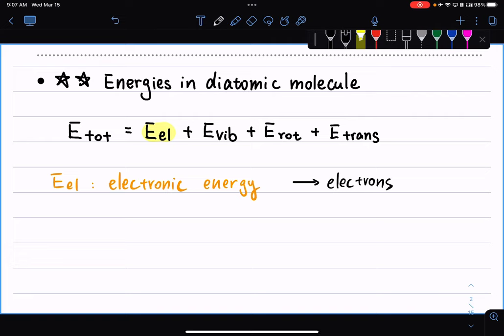And we spend lots of time talking about electronic energy. But in spectroscopy, we have 3 more terms that describe the motion of the nuclei. One of them is the vibrational energy, or E vib.